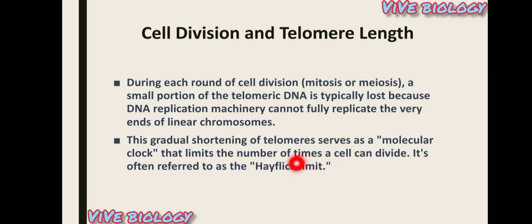This limit is often referred to as the Hayflick limit. This is an important term. So we can say that telomeres shorten with each division and limit the number of cell divisions.